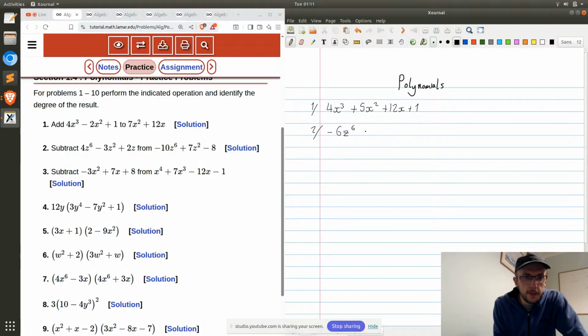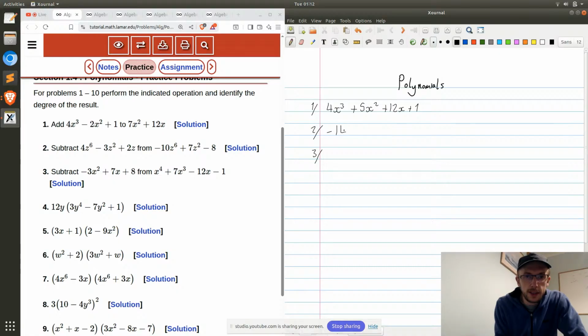Then plus 4z squared. Then plus 2z and minus 8. Oh dear. I didn't read it carefully. It says that I am to subtract this polynomial from this one. All right, so paying attention.